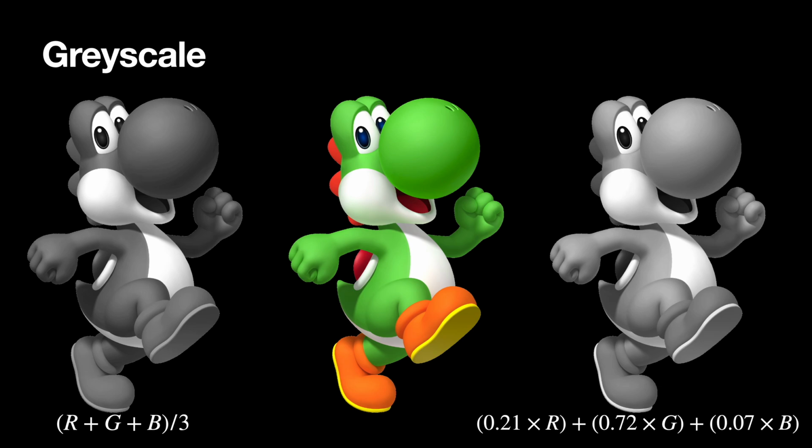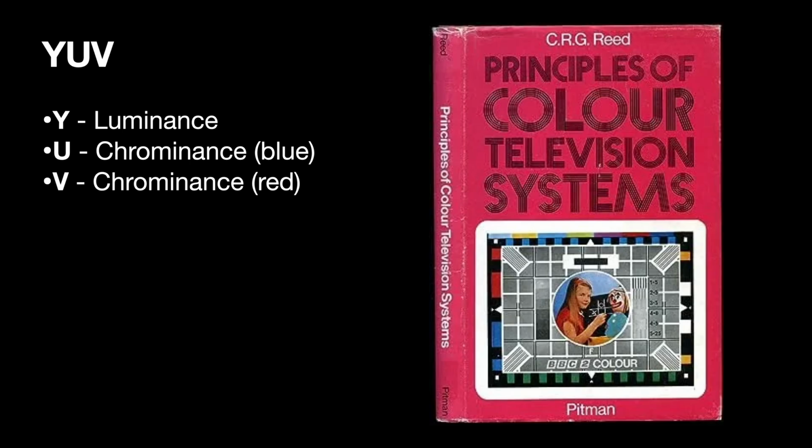In a lot of image processing, you may not care what colour a pixel is. It's often a lot easier and more efficient just to convert to grayscale right at the start of processing and ignore colour altogether. YUV is another colour space that you might have come across.